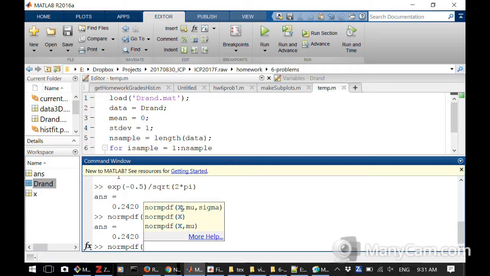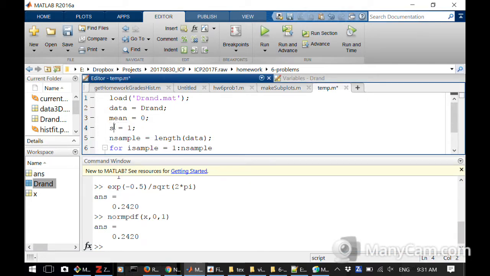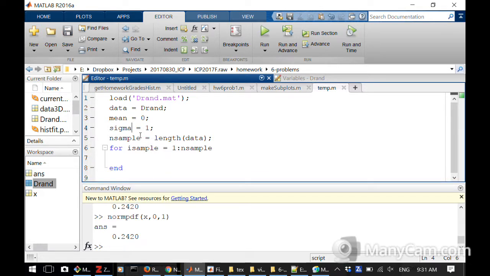So the first value is the random number value. The second one is the mean of the distribution, and the third one, sigma, is the standard deviation. Okay, so what I can do is rename it to MATLAB notation. So I have the data set, I have the mean, sigma, the number of samples. Then how do I get the probabilities of individual points?